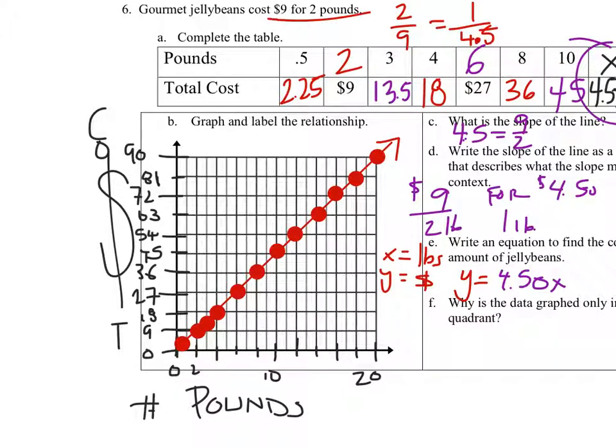That would be fine. Why is the data graphed only in quadrant 1? This is only in quadrant 1 because you can't buy negative pounds of jelly beans. It has nothing to do with the absolute value necessarily. It has to do with the context. You can't buy a negative number of pounds of jelly beans.